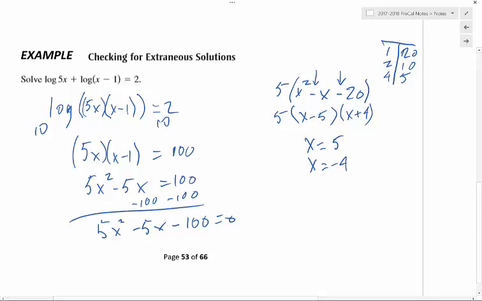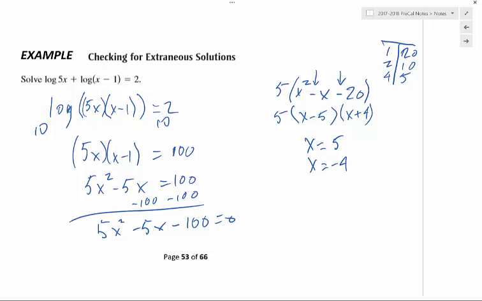Now I'm not done yet. The example said we were checking for extraneous solutions. And that is, we have to verify that this will be correct. Now you will recall from when we first talked about logarithms that we had a very, very important statement, and that was that you cannot have the log of a negative number. It's the only time that you're going to get an undefined solution.